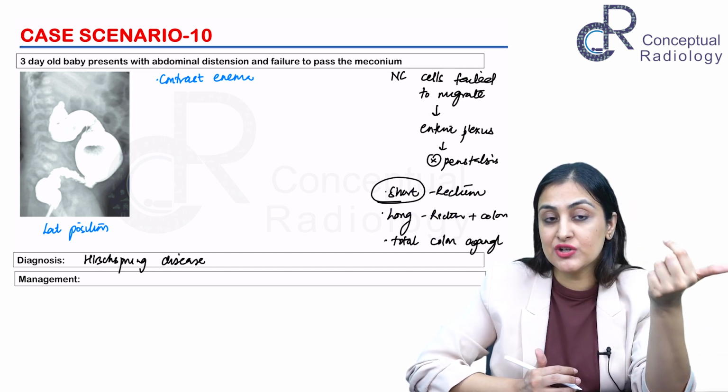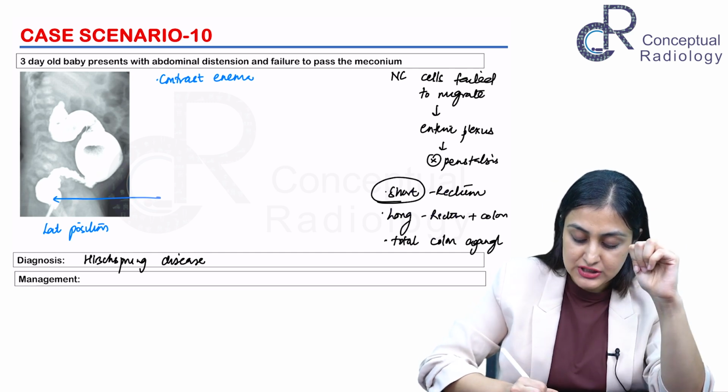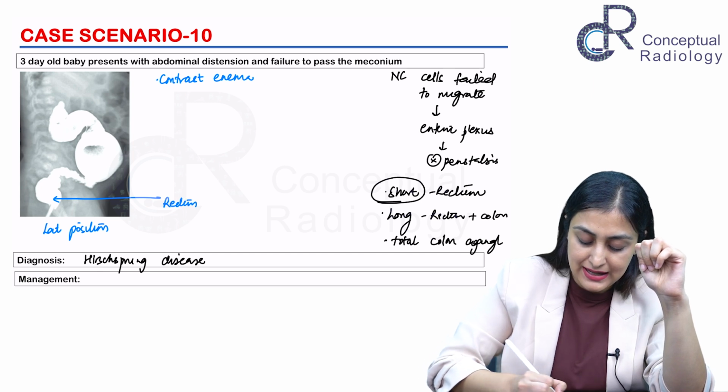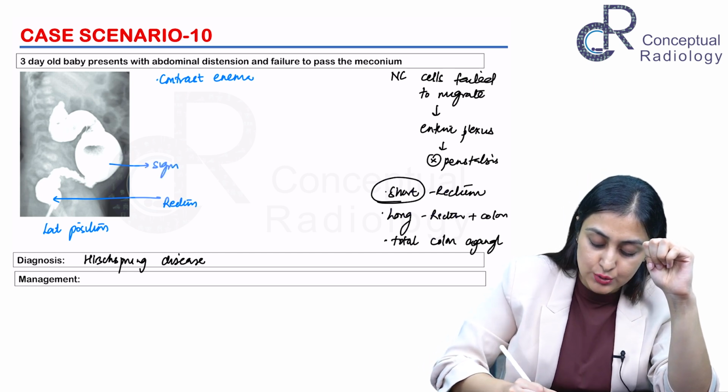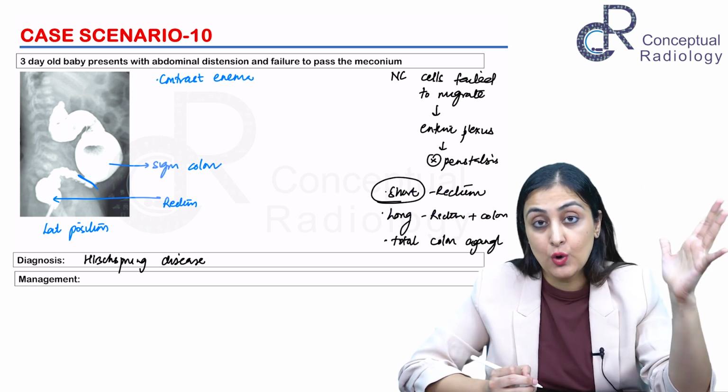Otherwise, you might misinterpret the results. So in a lateral position, we start insufflating. What you're going to see is this is the rectum, and now this is the sigmoid colon. So what you see is a transition zone here.